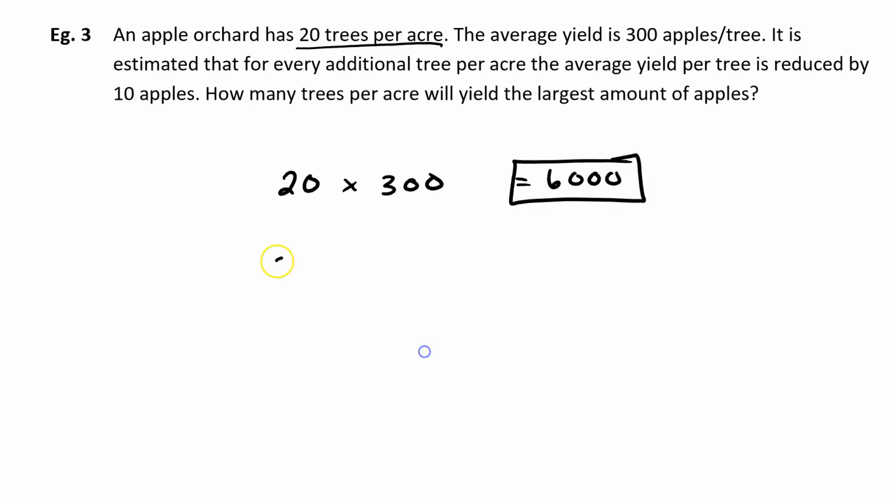But if you have 21 trees times 290, and 290 because it is estimated that for each additional tree, the average yield per tree is reduced by 10 apples. That's why the 290. Even though the average yield goes down, we're still getting 90 extra apples out of it. Okay, so what we want to do is find that sweet spot between overcrowding and maximum yield.